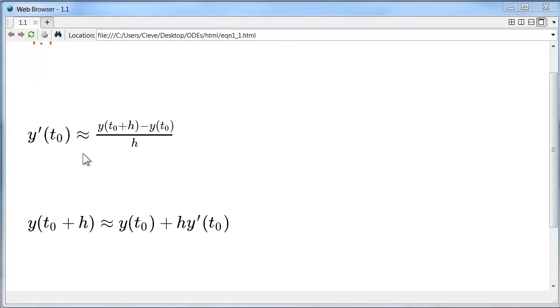The wiggly equal sign means approximately equal to. t0 is the point where we're finding the approximation. The value of the derivative at t0 is approximately equal to the slope of the secant. The slope of the secant is the change in the y value over the change in the t value. The change in the y value is the difference between the two values of y. The change in the t value is the step size h. If we rewrite this, we get the value of y at the point t0 plus h is approximately equal to the value of y at t0 plus h times the value of y prime at t0. This is the basis for our first numerical method, Euler's method.